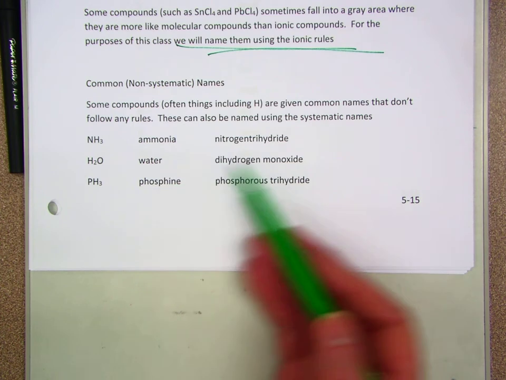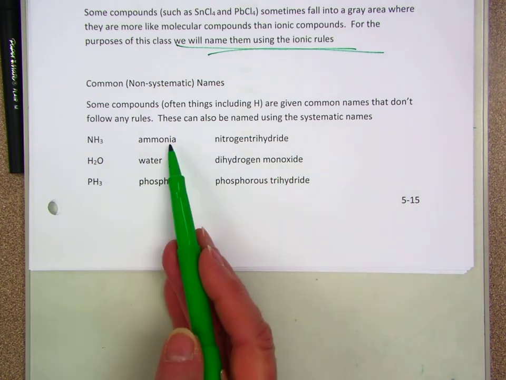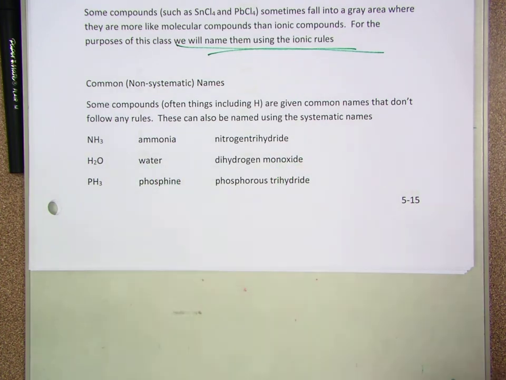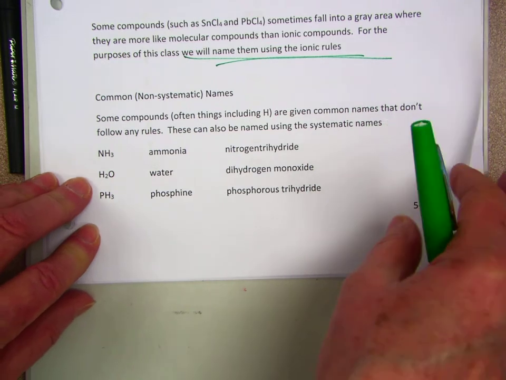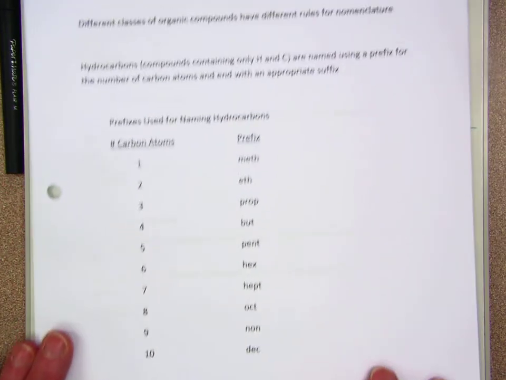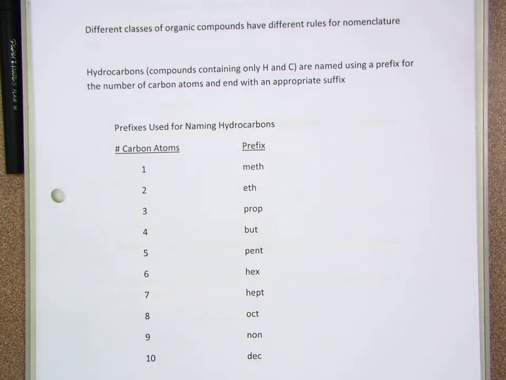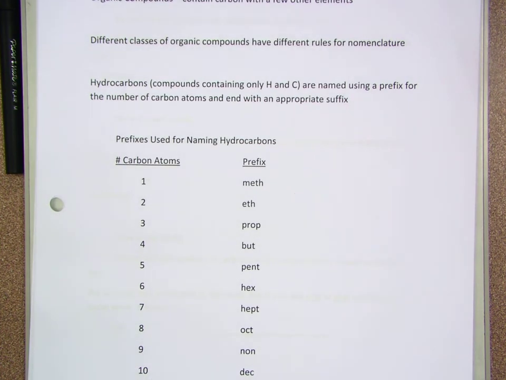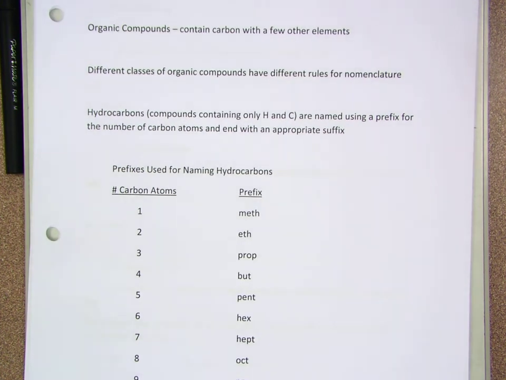Now, there's always common names or non-systematic names, and it's okay to use these if you know a common name. Some examples you might know: ammonia, water, and phosphine. Phosphine is a gas that they use to make people sick and kill them, so you might know it for that. Okay. So that's one type of compound.